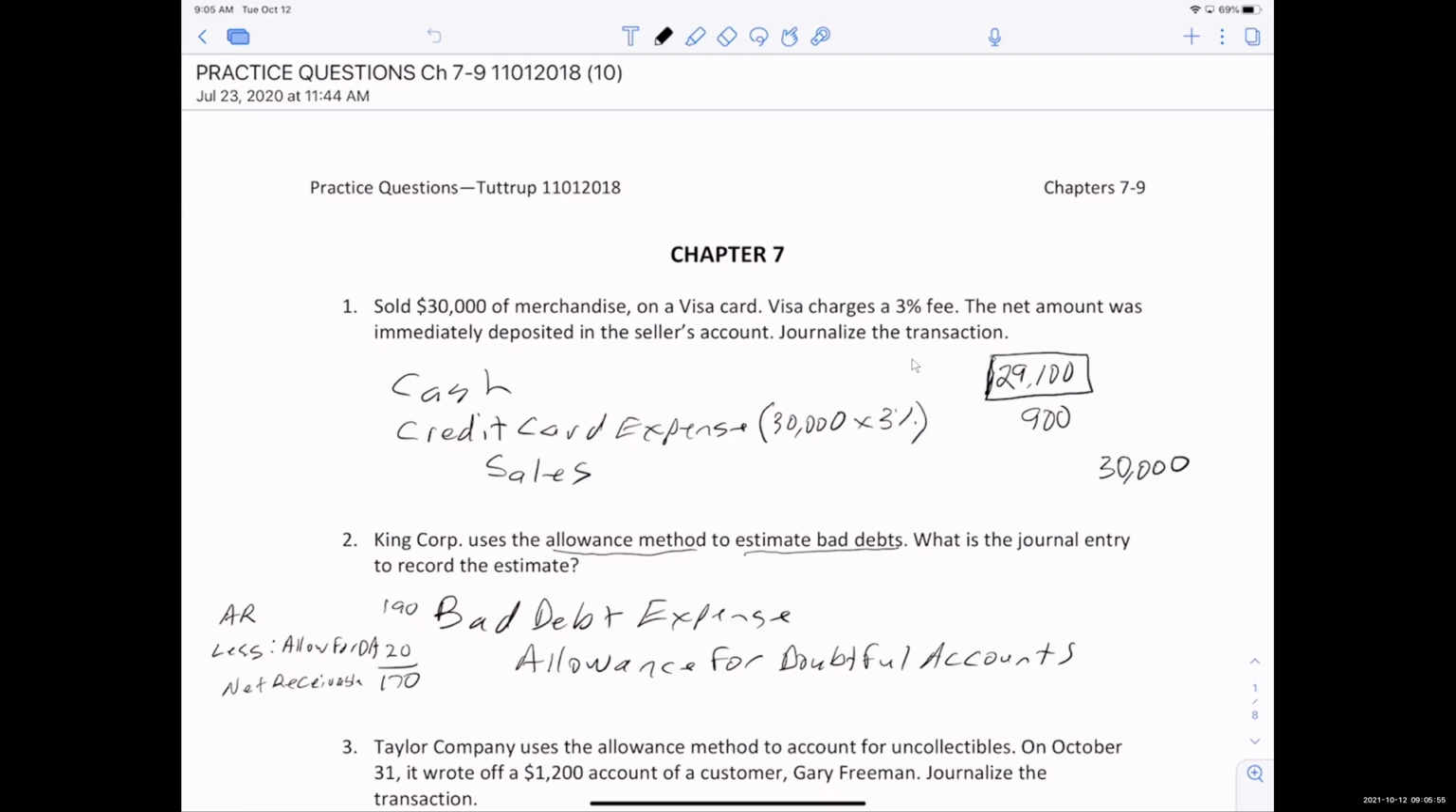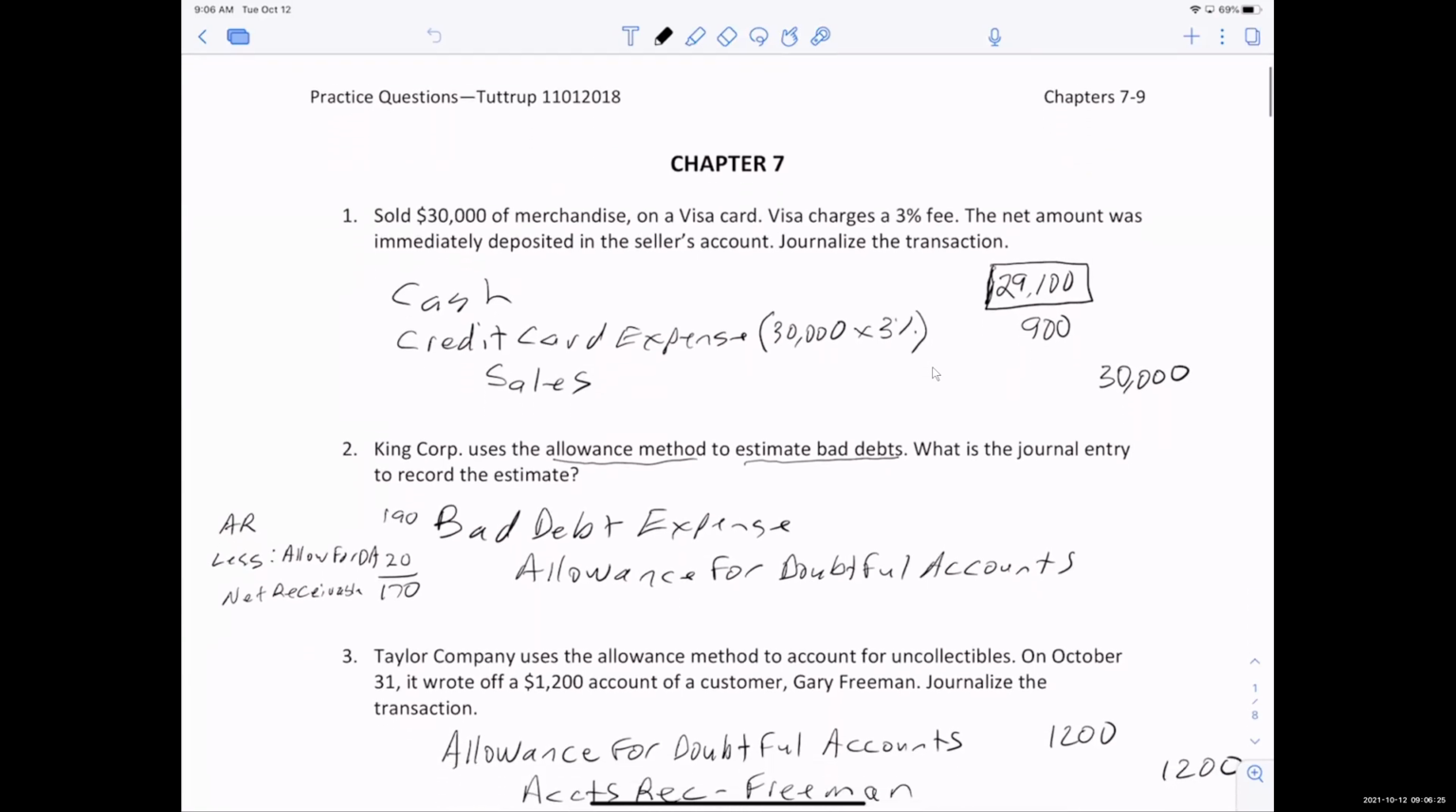So you are willing to accept the credit card, but you just got to know that Visa, these credit card companies, are going to charge you a certain amount, usually like 3%, right? So sales of $30,000, they're going to hold back $900, which is to us as a business, credit card expense, and they'll give you the balance. Okay. All right.